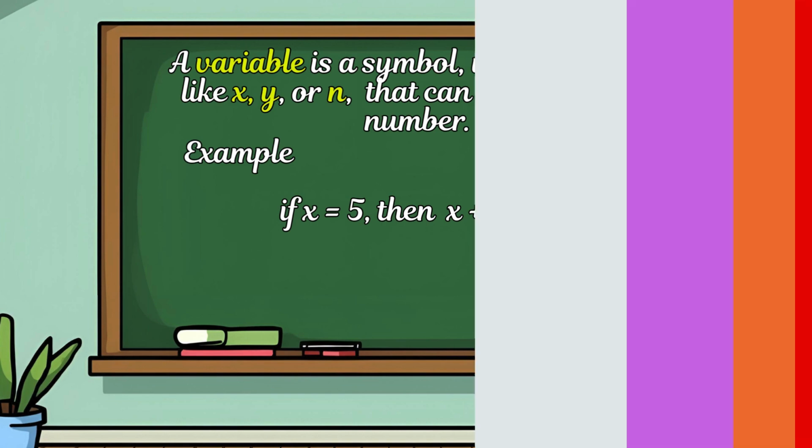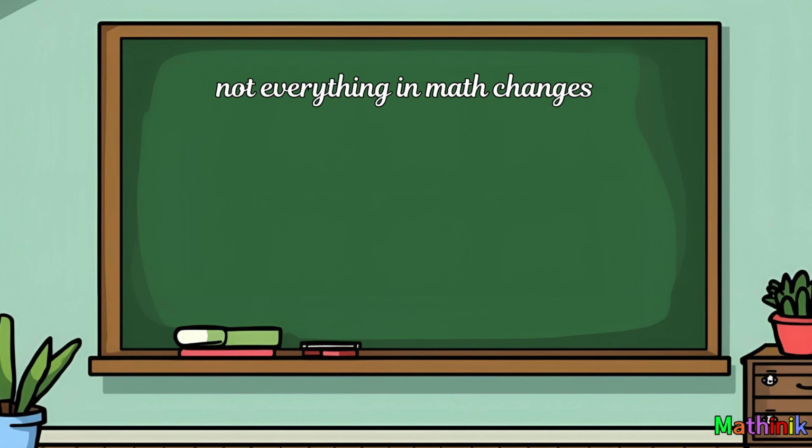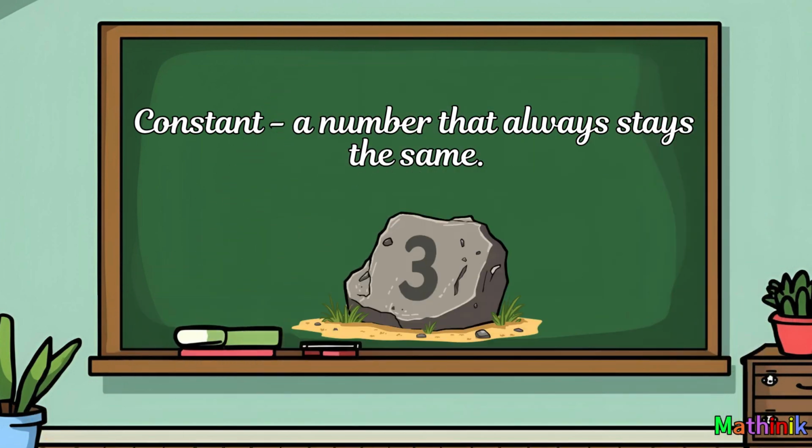Easy, right? Now, not everything in math changes. Some numbers stay the same, forever. Those are called constants. Think of constants as the solid rocks in your equation. For example, in x plus 3, the number 3 is a constant because it never changes.